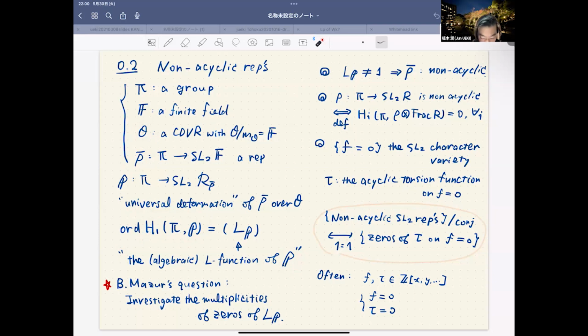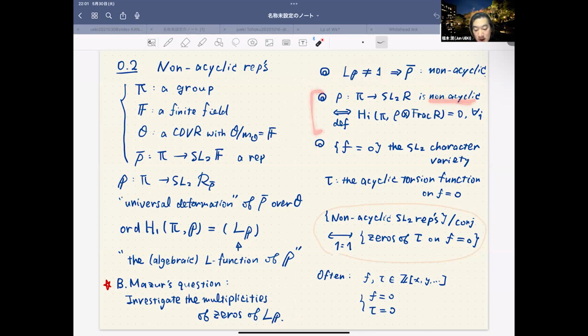And Barry Mazur's question in this situation is to investigate the multiplicities of zeros of L rho. It is a very sensitive and subtle matter, and it is related to the so-called BSD conjecture in number theory, but I won't explain much about this. Please just remember that this is of great interest. There is also a remark on L: if L rho is non-trivial, then rho bar is non-acyclic.